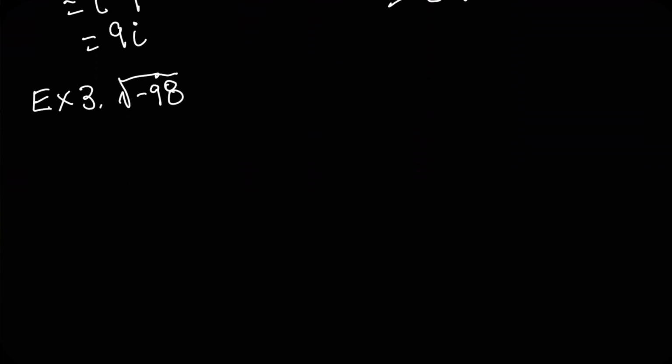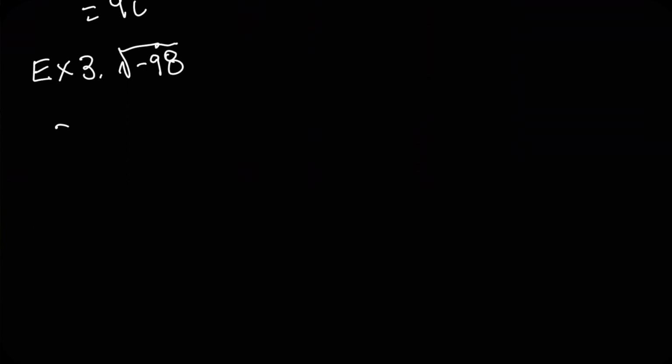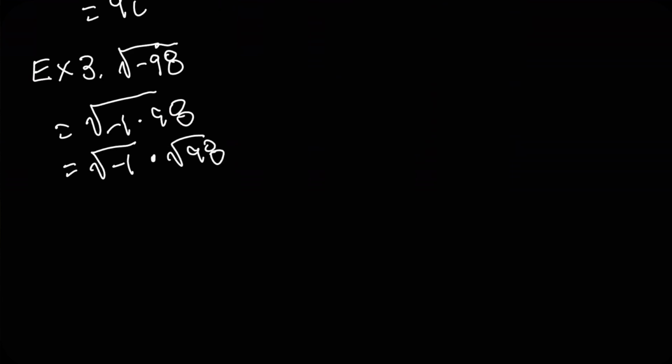Okay, let's look at our third example here. Again, break it apart. Square root of negative 1 times 98. This is equal to the square root of negative 1 times the square root of 98, equal to i.